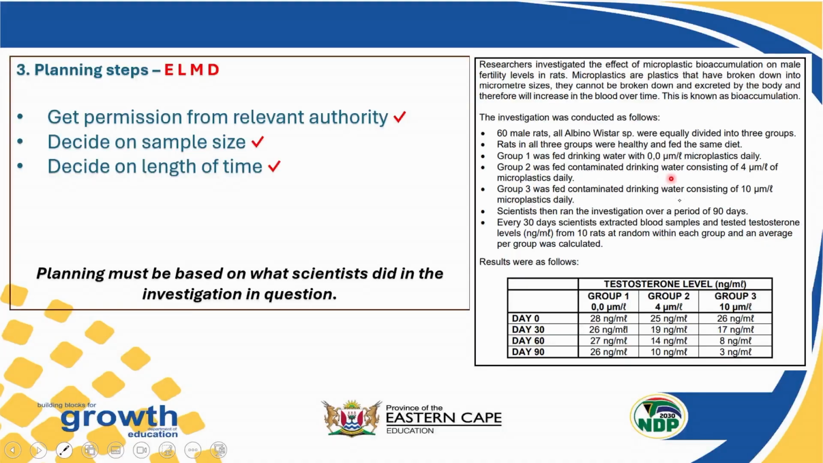In this investigation, the scientists decided to use 20 rats per group. In other words, 60 rats in total. They needed to decide on that size of the sample. They also needed to decide on the length of time to run this investigation. They decided to run this investigation over a period of 90 days.